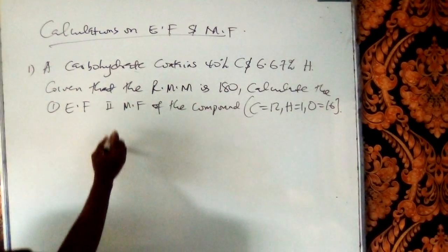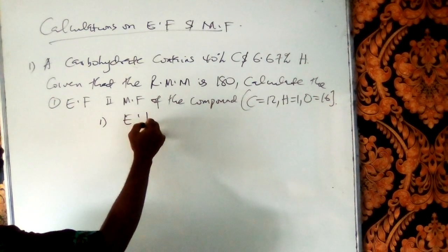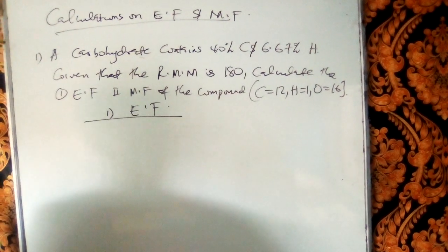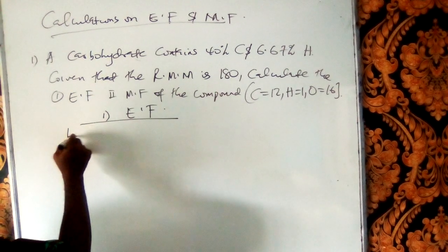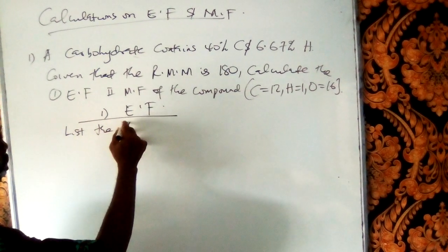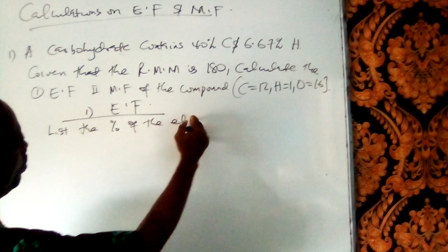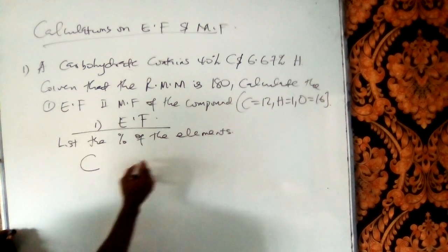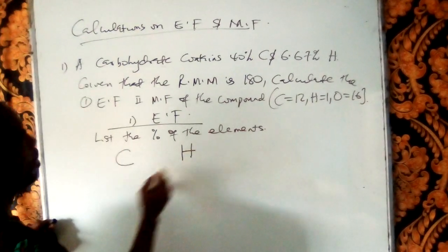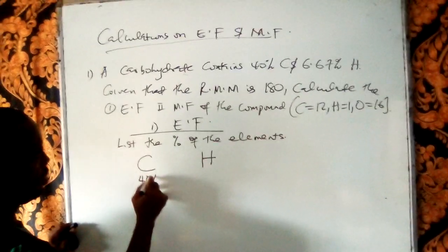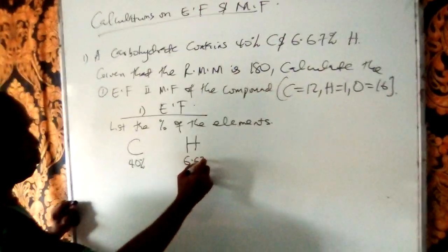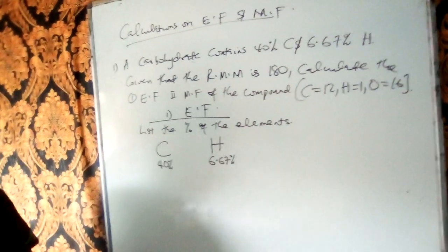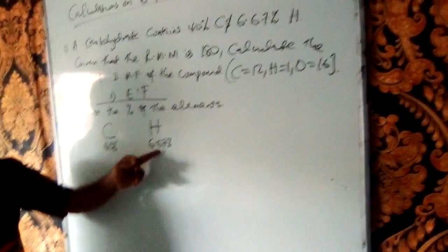So we're going to go to the first question, the empirical formula. So how do we solve this problem? We're going to do it step by step. The first thing is you list the percentage of the elements in the compound. The elements in the compound are carbon, hydrogen. Carbon is 40%, hydrogen is 6.67%.